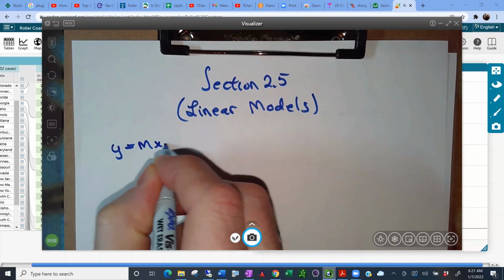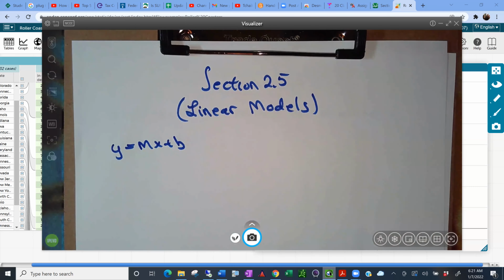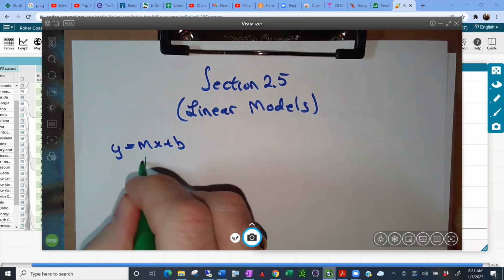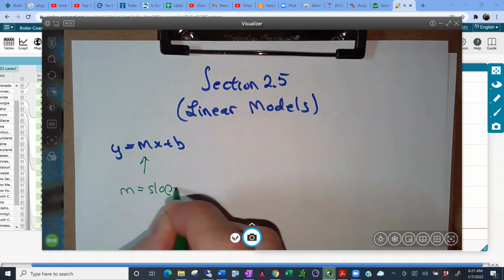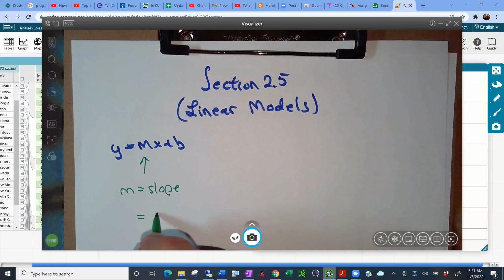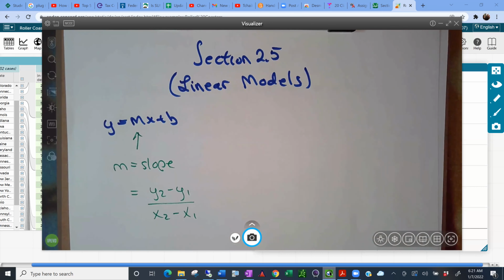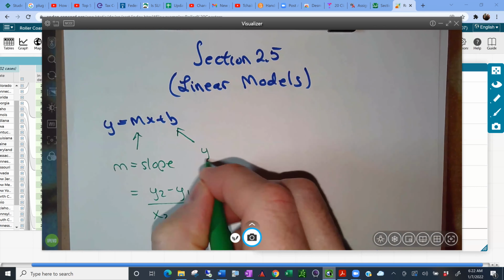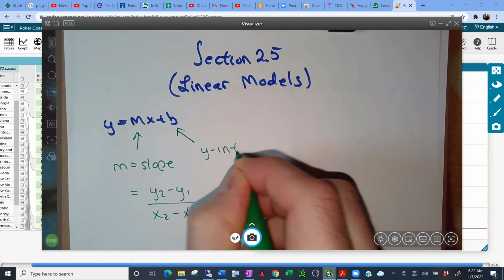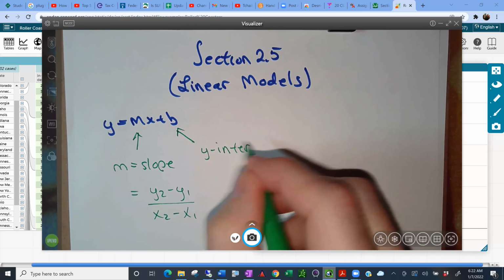So let's start by recalling a few things about linear equations. Quite often we write them in this form: y equals mx plus b. I hope you remember a few things about these things. Of course, m is for the slope. And a lot of times we'll have to calculate that based on a couple points of data. So y2 minus y1 over x2 minus x1. And b is the y-intercept. This is where it crosses the y-axis.